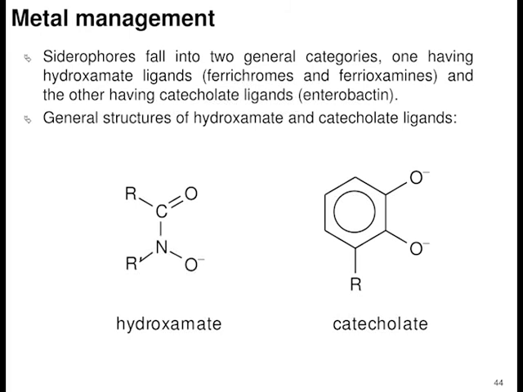Okay, so there are 2 general categories, hydroxylate and catecholic. The key thing I need you all to know is to identify the donor atoms that bind to your iron. So, all this is the 2 oxygen atoms. Same thing here, 2 oxygen atoms of the benzene ring. Okay, so these are the 2 that will coordinate to your iron center. Okay, so this is the hydroxylate and catecholic.